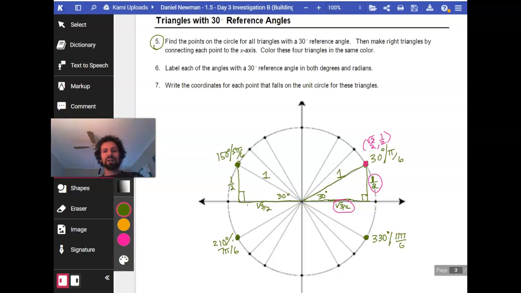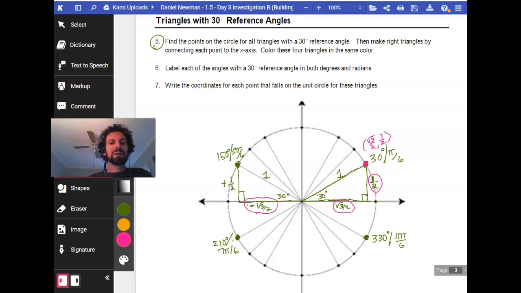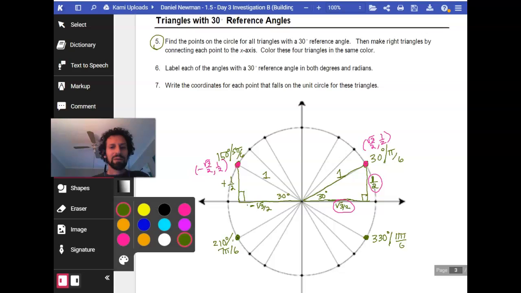So similarly, this time though, we're in the second quadrant. So we went to the left, so that's negative rad 3 over 2. And we went up 1/2, so that's a positive 1/2. So when we go ahead and write these coordinates, again, we went to the left rad 3 over 2, so that's negative rad 3 over 2, and we went up 1/2, so that's a positive 1/2. That's the coordinates of this point. Let's go to the next one.